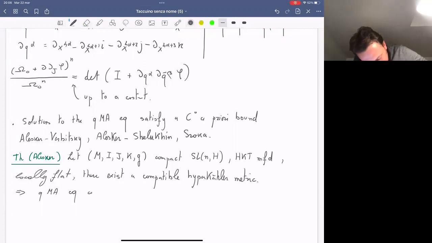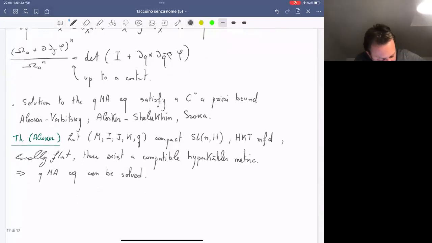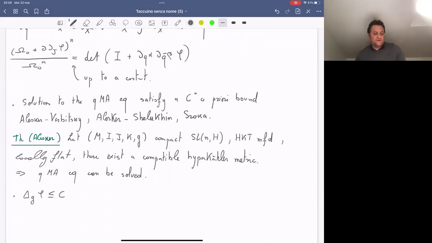It can be solved, and the proof is obtained in two steps. Usually it is obtained in three steps: the C0 estimate, then the C2 estimate, and then the C infinity estimate. But of course the C0 estimate is dropped because it is already known. So there are only two steps. The first step is the upper bound of the Laplacian of the solution, and in order to prove this, all the assumptions are used.